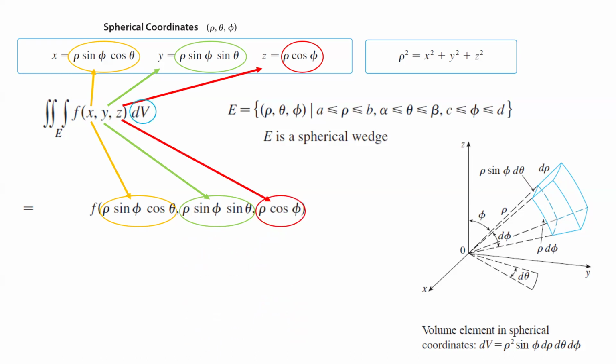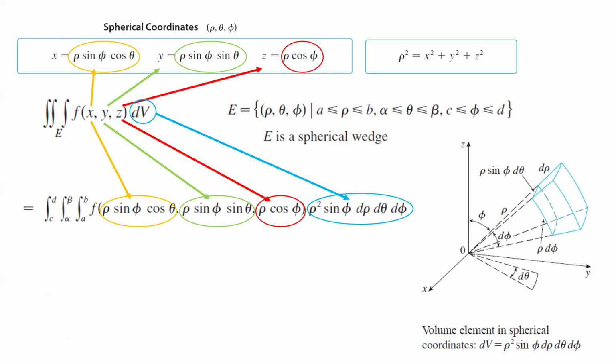And the volume element here must equal rho squared sine phi d rho d theta d phi. Then you take the integral with respect to rho, the integral with respect to theta, and finally the integral with respect to phi.